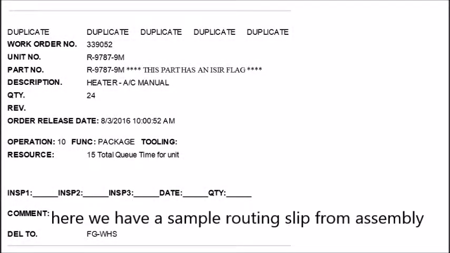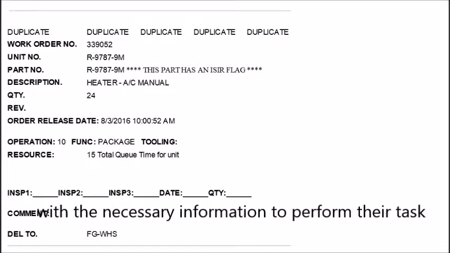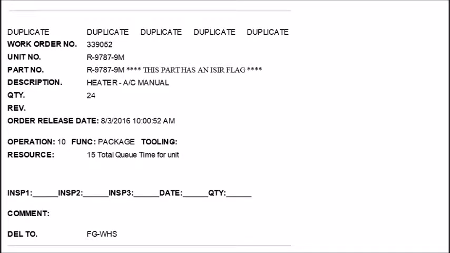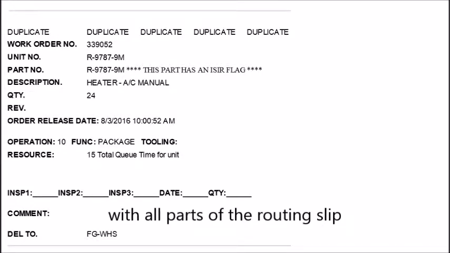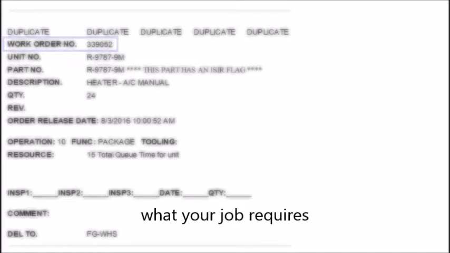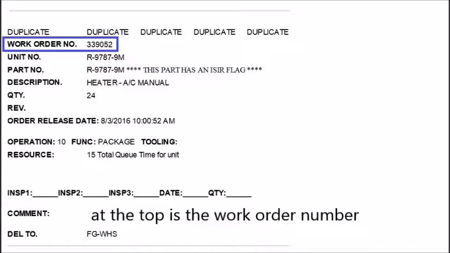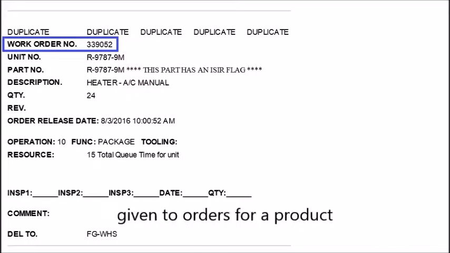Here we have a sample routing slip from assembly. Routing slips provide the operator with the necessary information to perform their task. You will need to become familiar with all parts of the routing slip in order to fully understand what your job requires. At the top is the work order number, which is an internal processing number given to orders for a product.